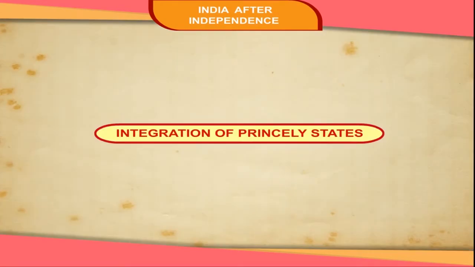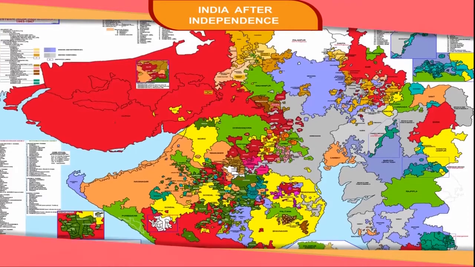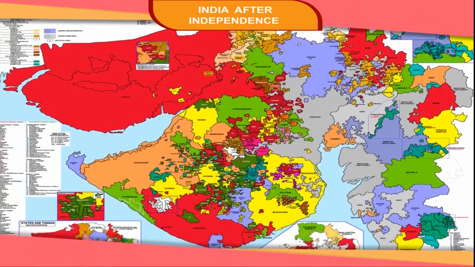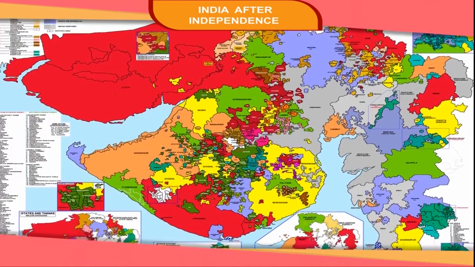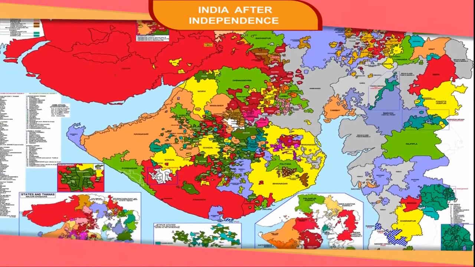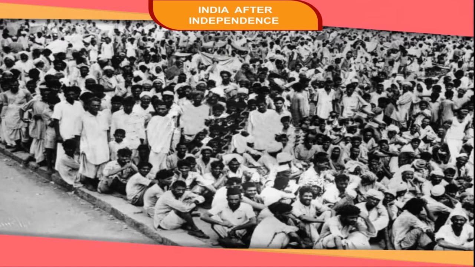Integration of princely states. At the time of independence, there existed British India under the paramountcy of the British Crown. The Indian Independence Act of 1947 permitted the princely states to decide their future either to join the Indian dominion or Pakistan or remain independent. Therefore, the first and foremost task before the new government was the political unification of India and states.